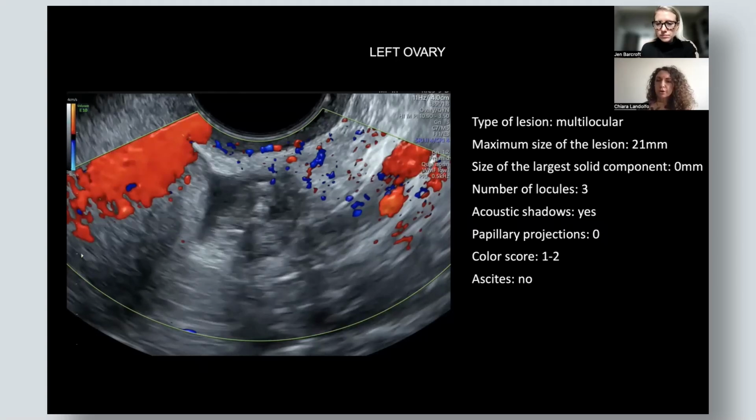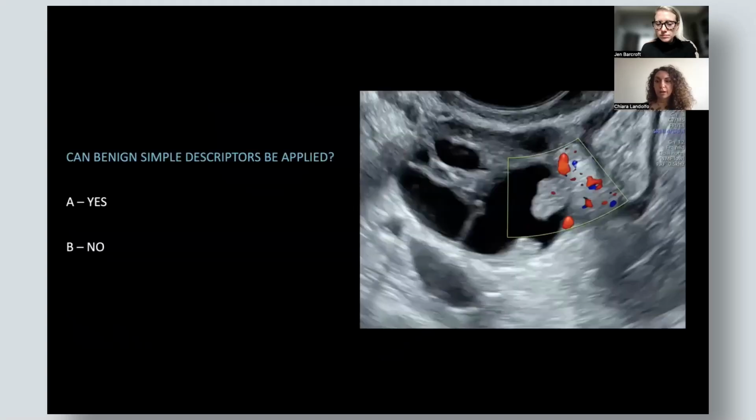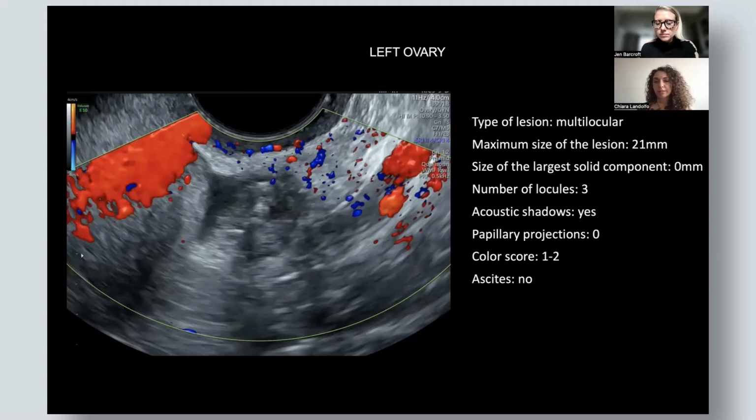We were not sure if the cyst was completely non-vascularized, so color score 1, or minimally vascularized just on the wall, color score 2, and no ascites. Now, in this patient, we have 2 cysts, one on the right and one on the left. But in order to assess our risk of malignancy, we go for the one which is the dominant mass.